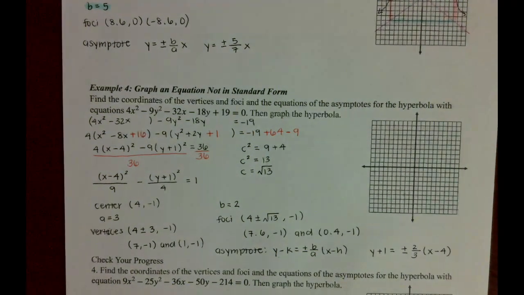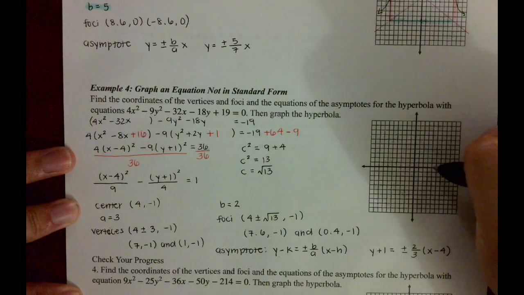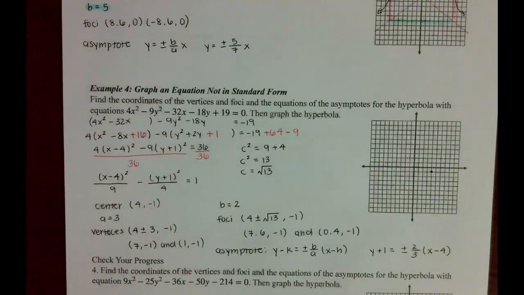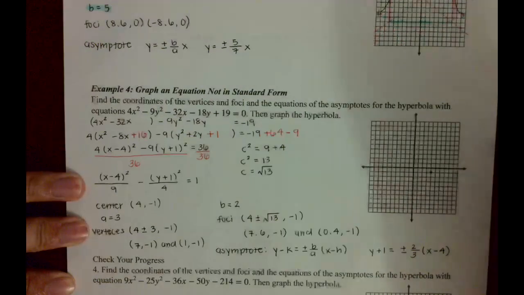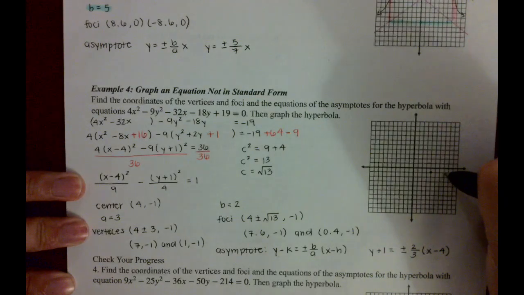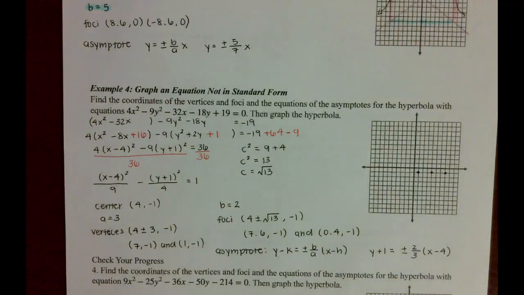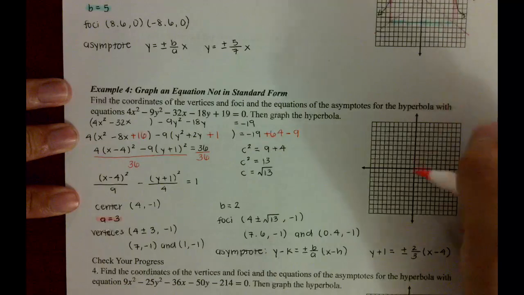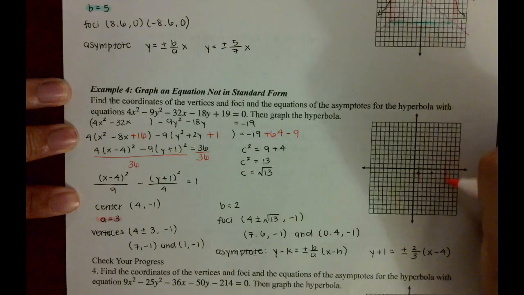Okay, so now let's graph. So starting with my center at 4, negative 1, 1, 2, 3, 4, negative 1. Alright, there you go. Okay, then my vertices are 3 away. Again, it's horizontal because x is first here. So 1, 2, 3 here. 1, 2, 3 here. Okay, I'm going to start by making my lines here for my asymptote.